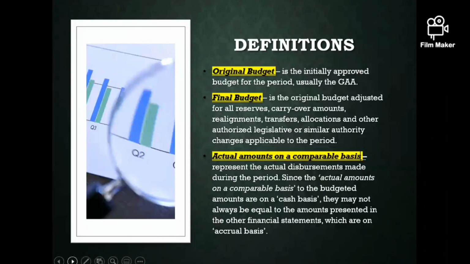So, kunyari, inventory. Bumili ka ng inventory. Dito sa statement of comparison of budget and actual amount, eto, disbursed mo na kasi nabili mo na. Pero yung inventory mo, nandun pa sa warehouse nyo. So, sa FS mo, sa statement of financial position mo, asset pa siya. Hindi pa siya expense. Inventory pa siya sa FS mo.